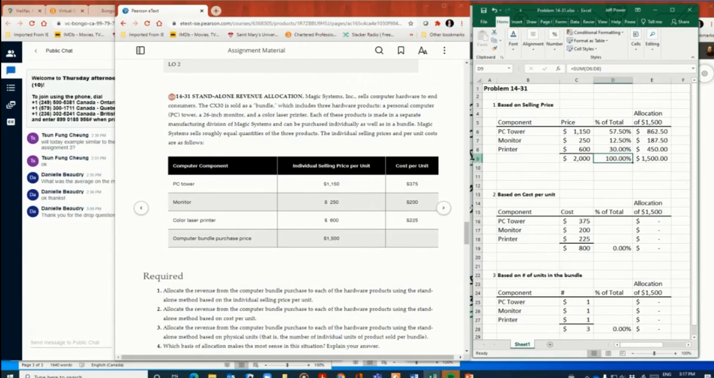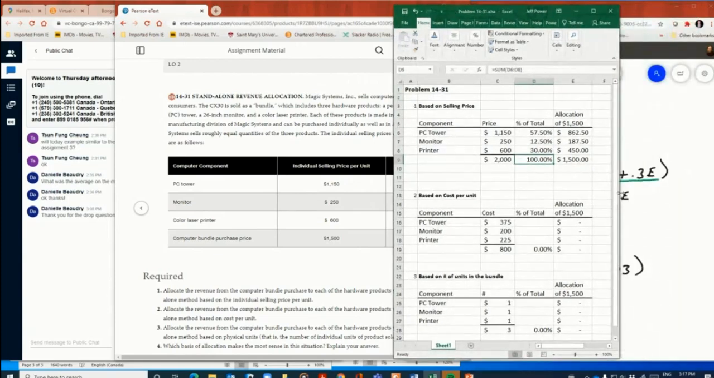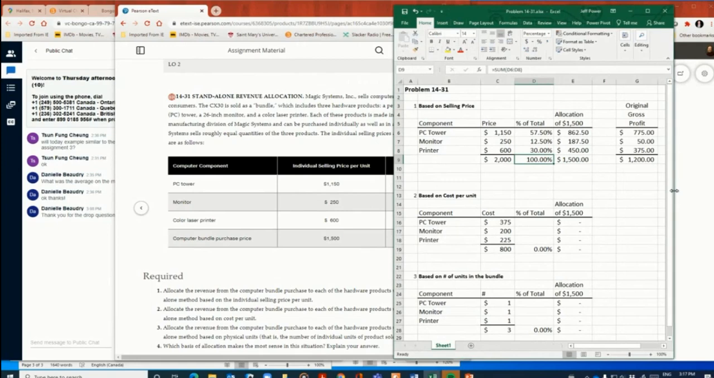Now, I'm going to move this over a little bit. And I think I've got this. So what would be my profit originally? It'd be 1150 minus the 375, or $775, right? So that's what the PC division would receive as gross profit on their normal sales.